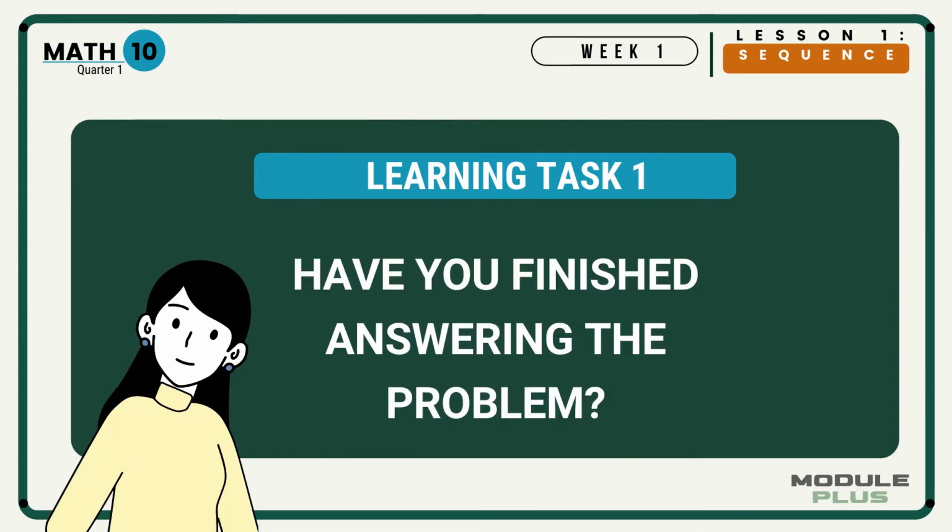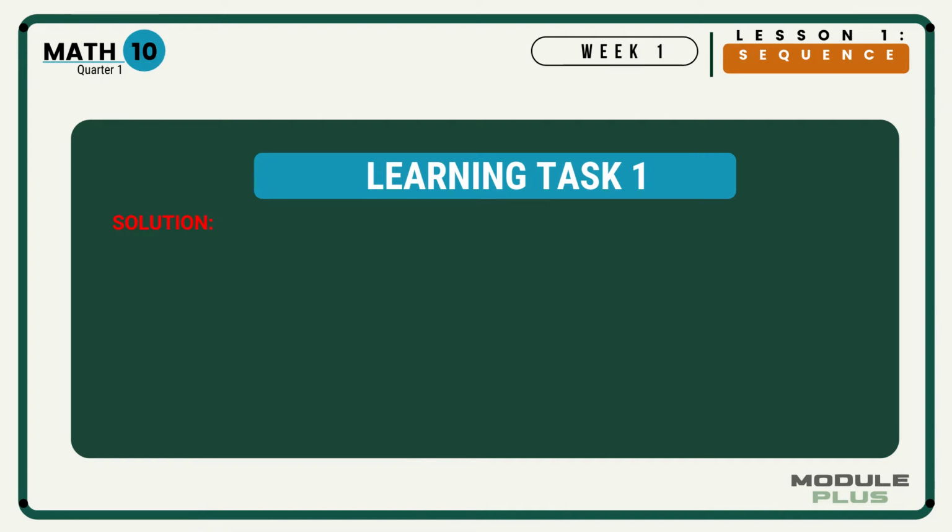Have you finished answering the problem? Now, we're going to check if your answer is correct. First, we must identify what is given. 35 kilos is the weight that she needs to lose. 11 kilos is the weight she lost in the first week. 9 kilos is the weight she lost in the second week. And 7 kilos is the weight she lost in the third week.